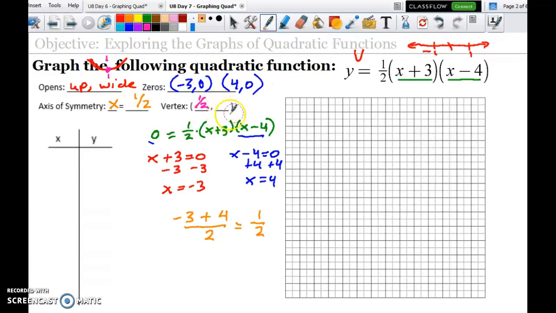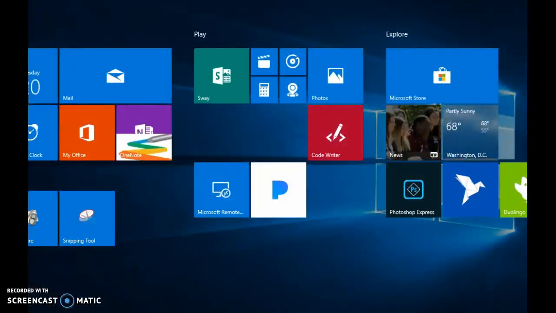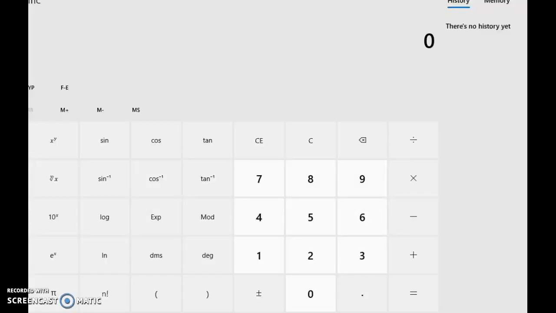To find the y value, I use the equation that gives me y. And so I'm going to have y equals 1/2 times, and I'm going to put 1/2 in for x as well, (1/2 plus 3) and then (1/2 minus 4). Okay, 1/2 plus 3 is 3.5, and this is -3.5 times 1/2. I'm going to pull up a calculator quickly, so let me get my calculator here. There it is. So I'm going to have 3.5 times 3.5, but this one's negative, so I'm going to make it negative.